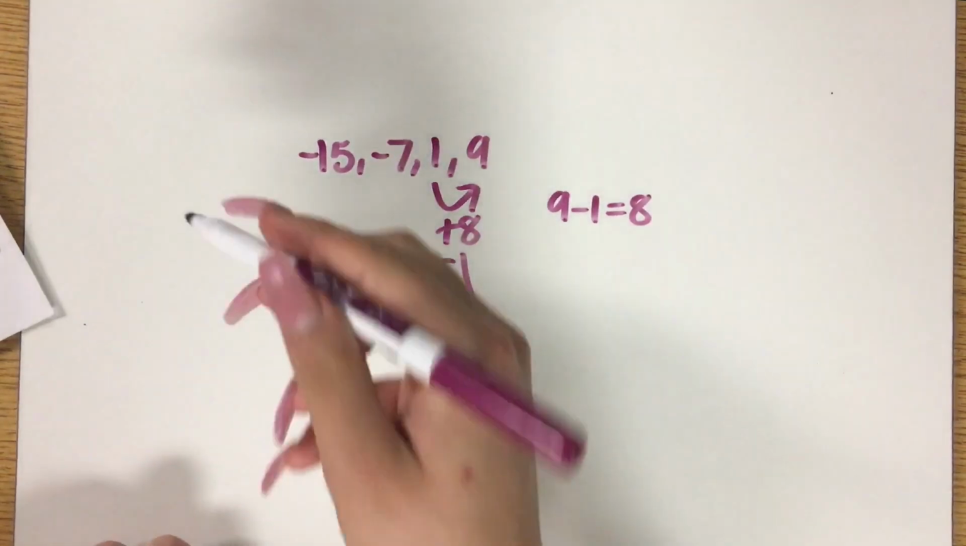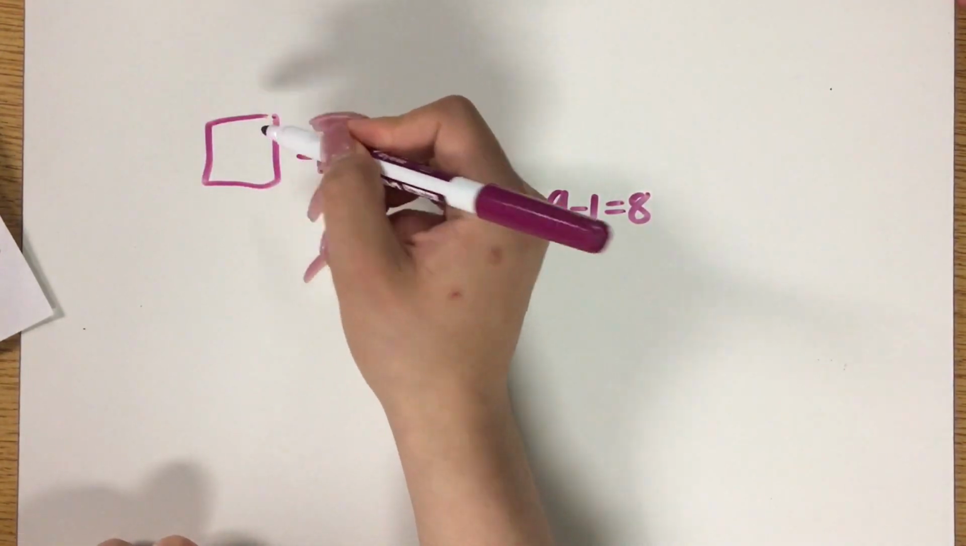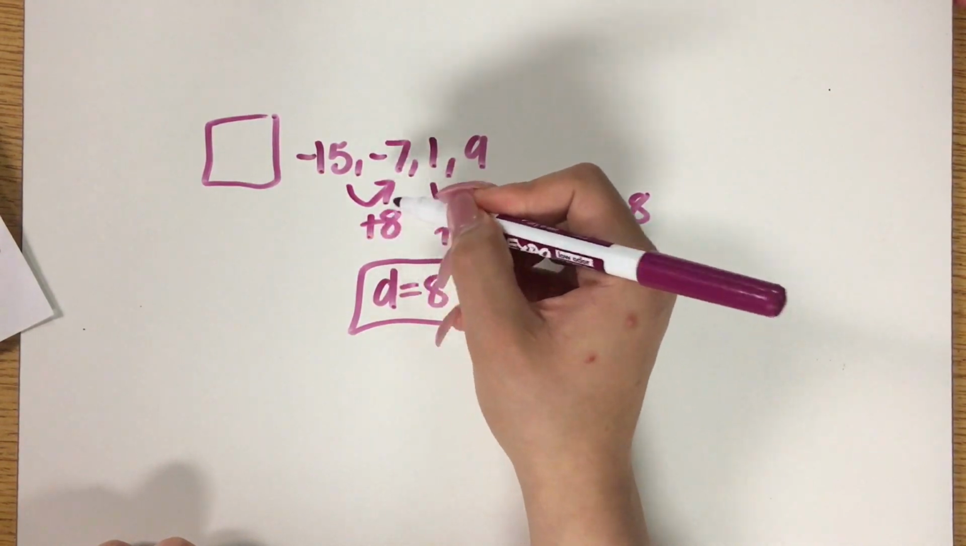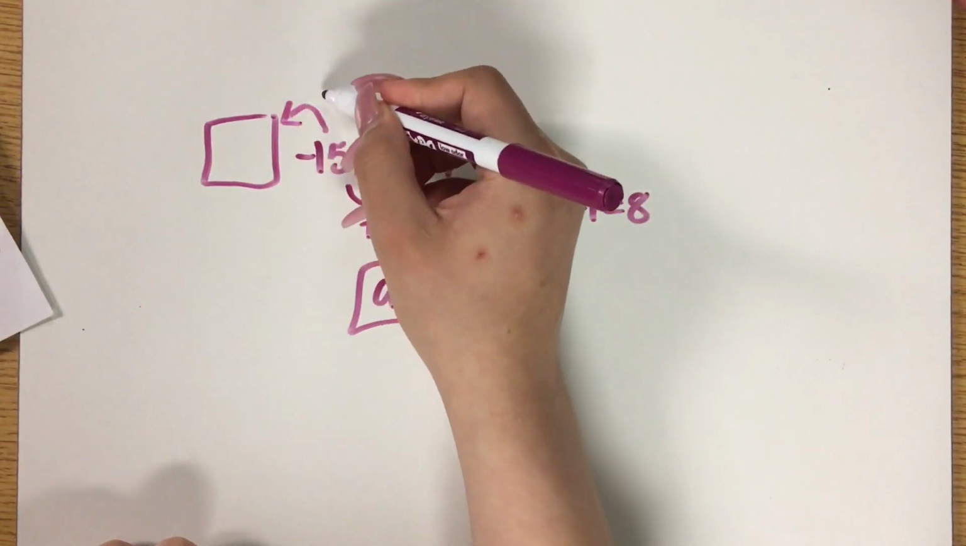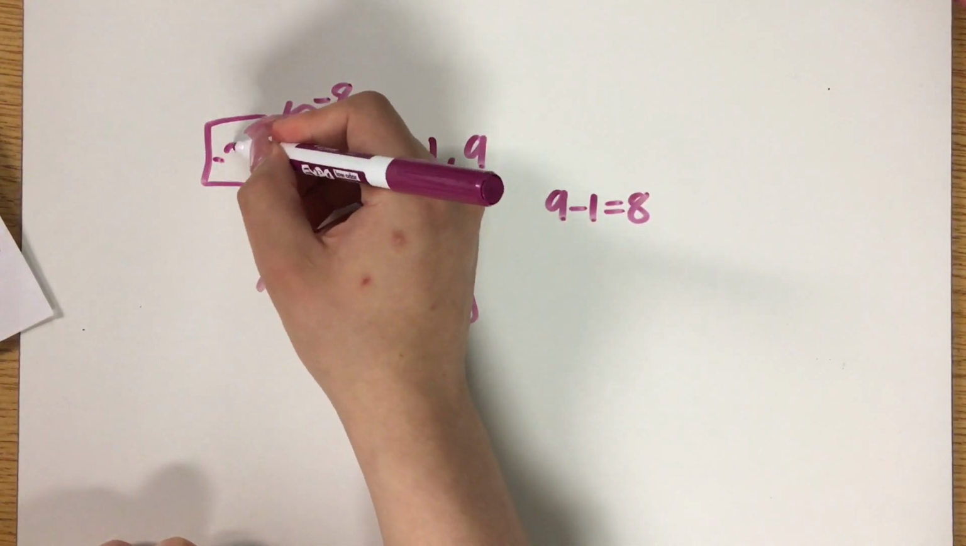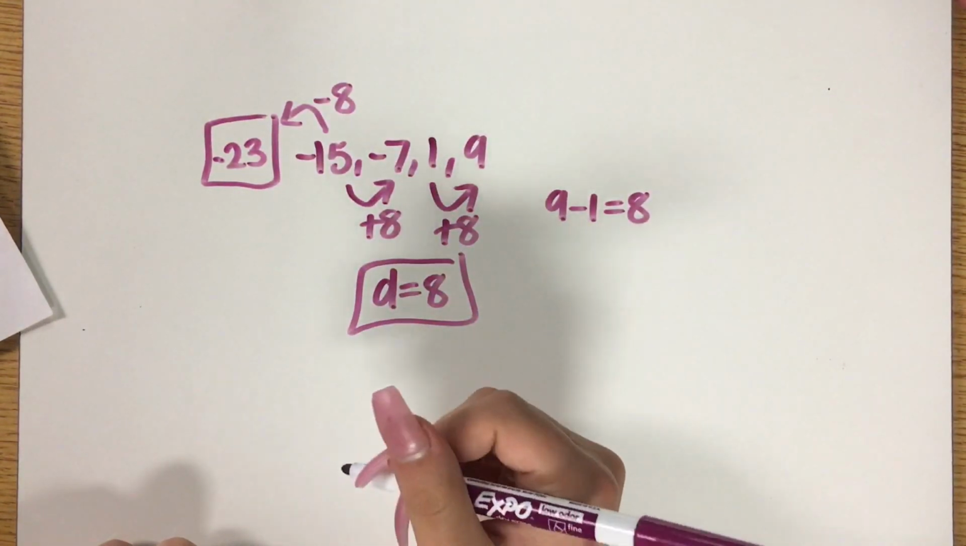Find the zero term of your sequence. Since the terms are going up 8 each time, it moves to the right. Moving left one time from your first term, you will need to do the opposite and subtract 8 from negative 15, which will give you negative 23, your zero term.